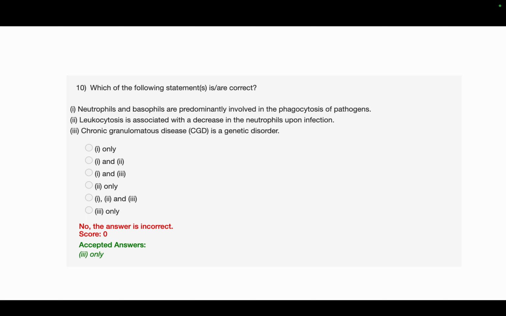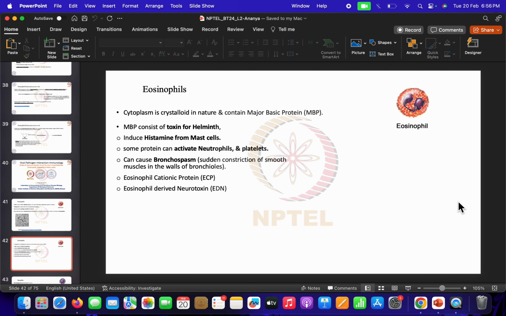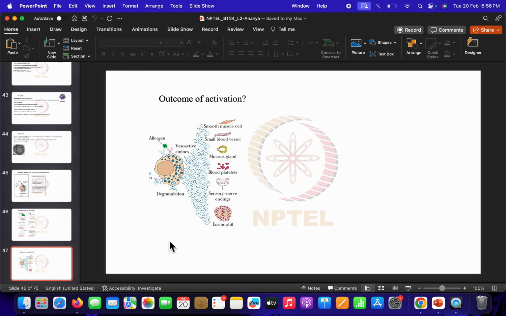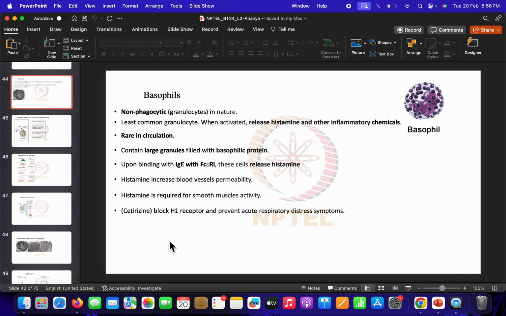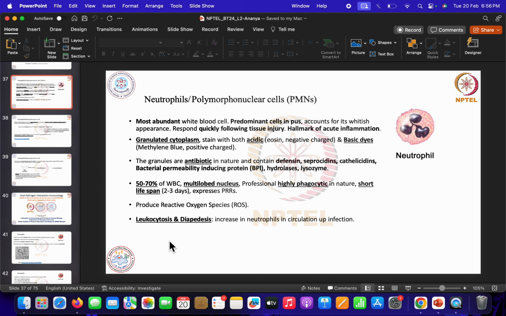Which of the following statements are correct? Neutrophils and basophils are predominantly involved in the phagocytosis of pathogens. No. Leukocytosis is associated with a decrease in the neutrophils upon infection. No, this is also not correct. Chronic granulomatous disease is a genetic disorder. This is correct. Leukocytosis is an increase in neutrophils in circulation upon infection. After infection, the increment is called leukocytosis. And diapedesis is crossing the barrier and then going into the bloodstream.